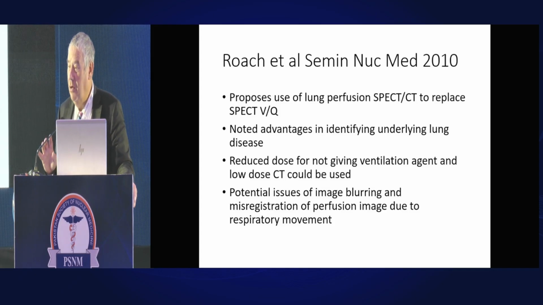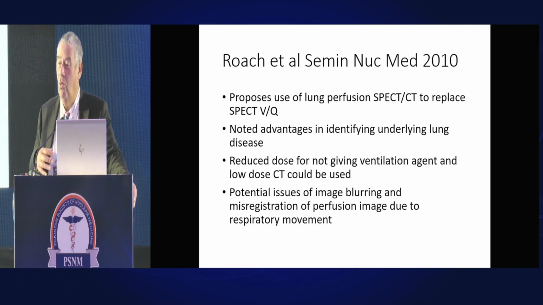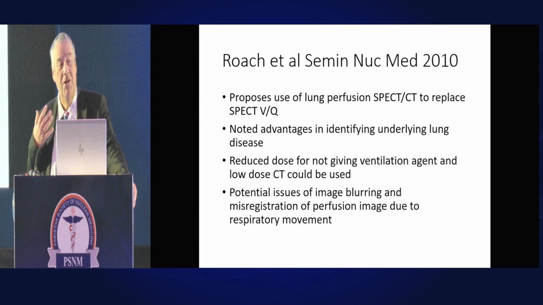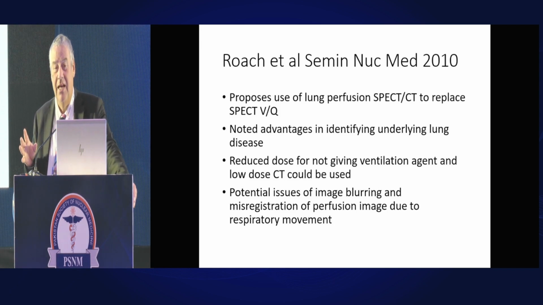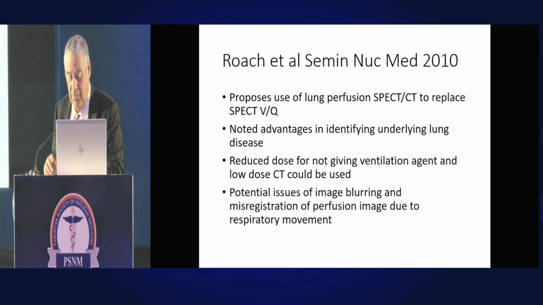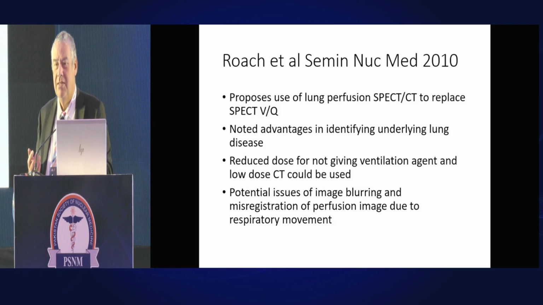He did note, however, that there were potential issues in image blurring, because clearly, while you're doing a longer acquisition whilst we're doing the perfusion, the patient's lungs will be moving, whilst with the CT scan, even though you do a resting CT, there may be less movement, so you may get a bit of misregistration. That is less of an issue now, because most of us now have SPECT-CT with either 8 or 16 slice, as against the 2 slice they had at the time.